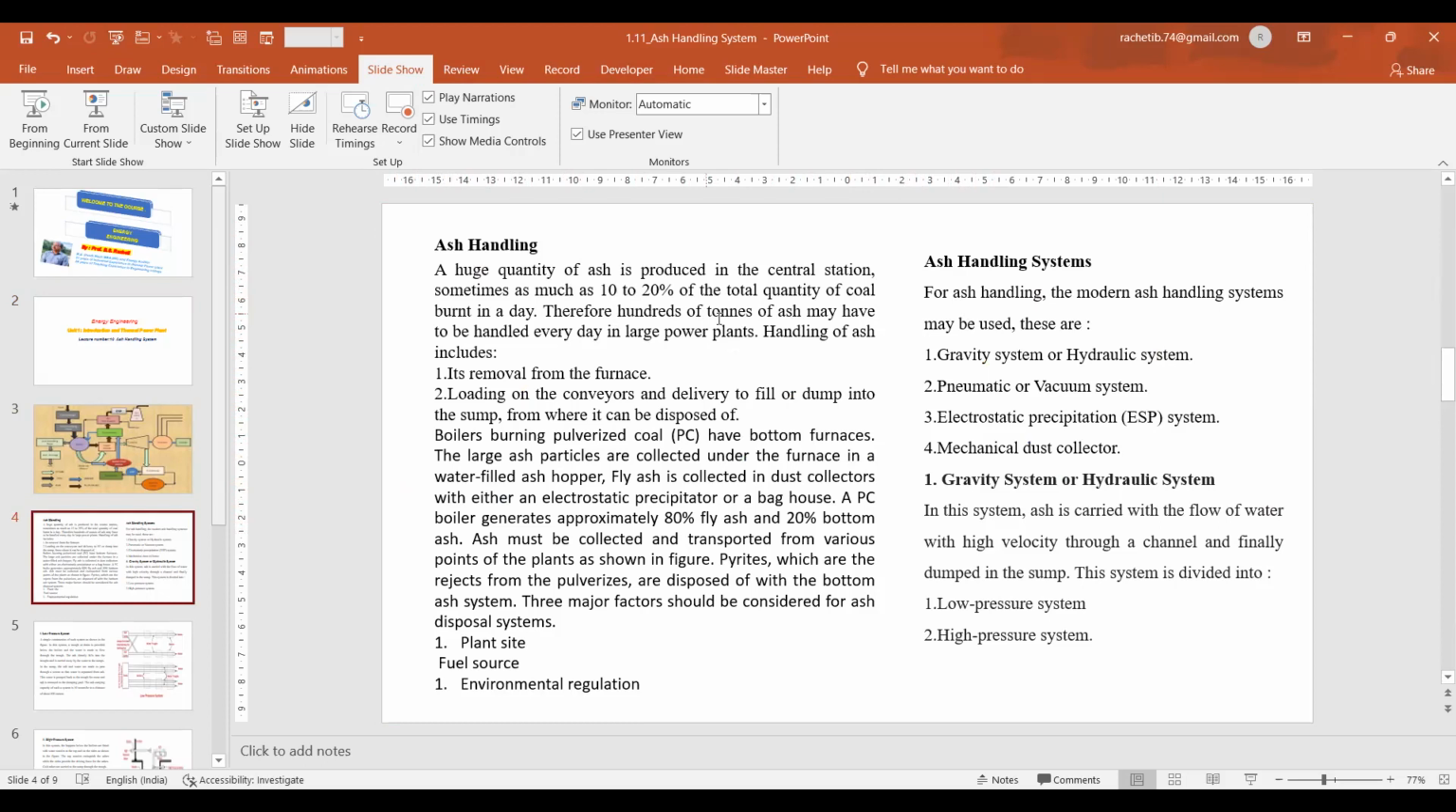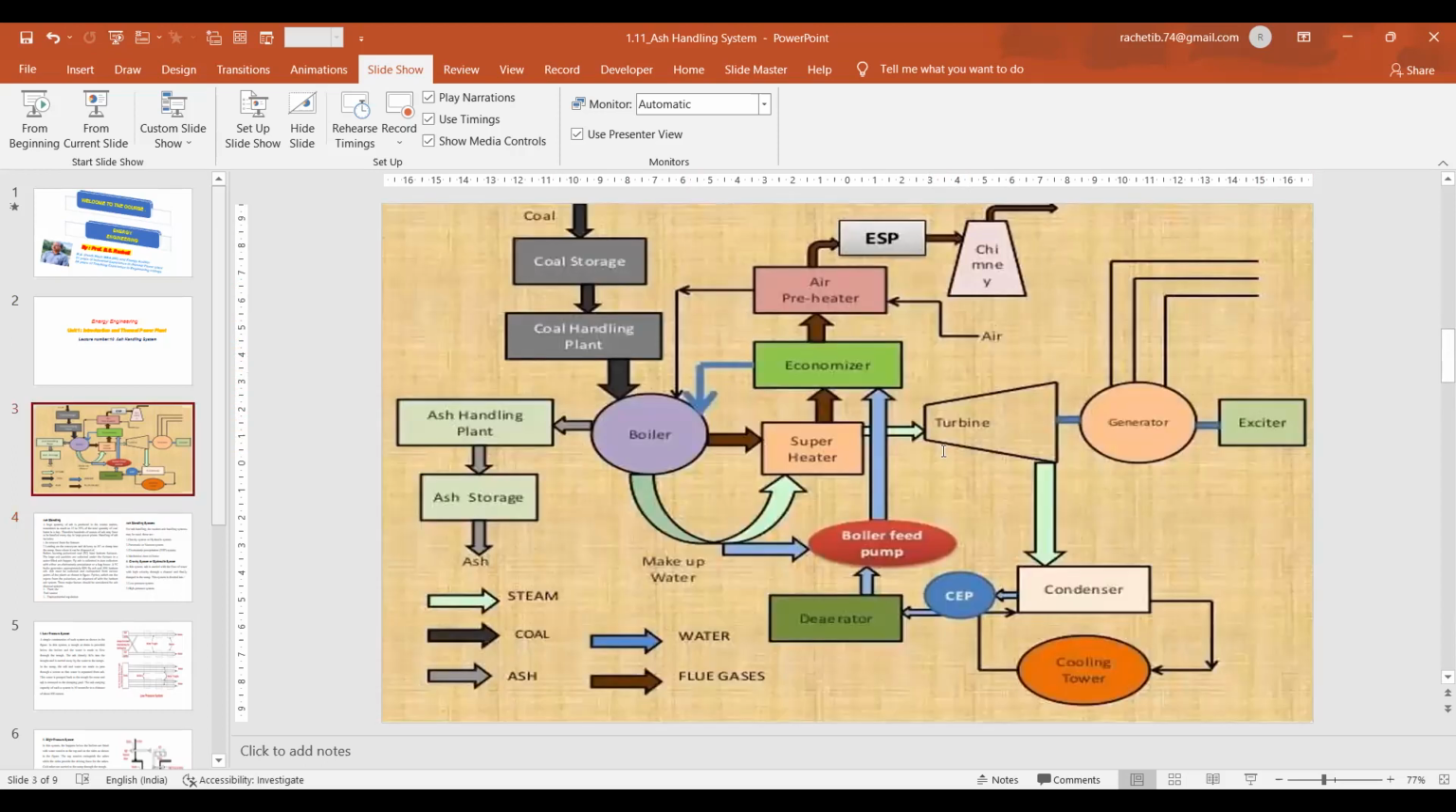A lot of ash is being generated in power plants, and it is essential to remove daily lots of tons of the coal ash generated, so as to take care of environmental effects. Accordingly, these are the systems of ash handling: hydraulic, pneumatic, electrostatic precipitation system, and mechanical dust collectors. So I will just pass through them.